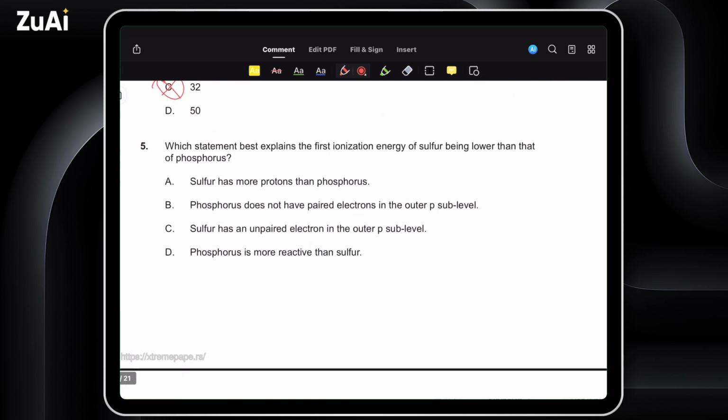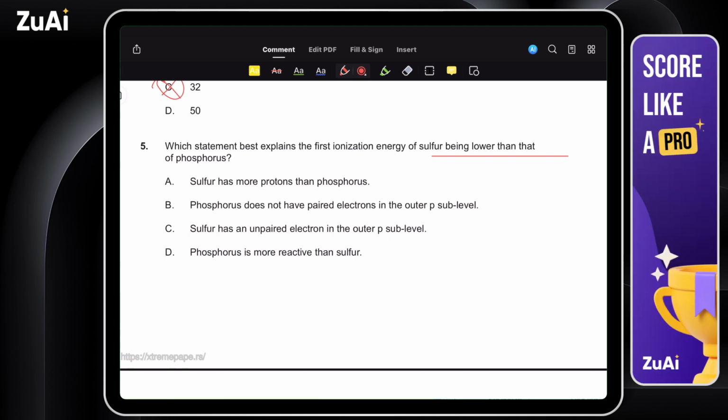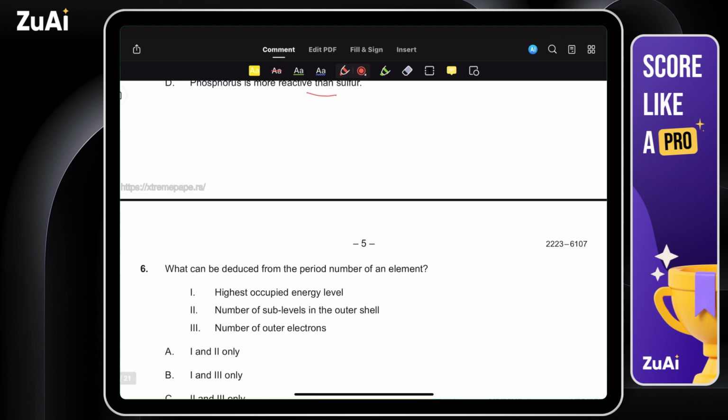Which statement best explains why the first ionization energy of sulfur is lower than that of phosphorus? Because sulfur has spin pair repulsion. Phosphorus does not have a paired electron in the p orbitals. So spin pair repulsion is present in sulfur, but phosphorus does not have it, right? So spin pair repulsion is the key thing.